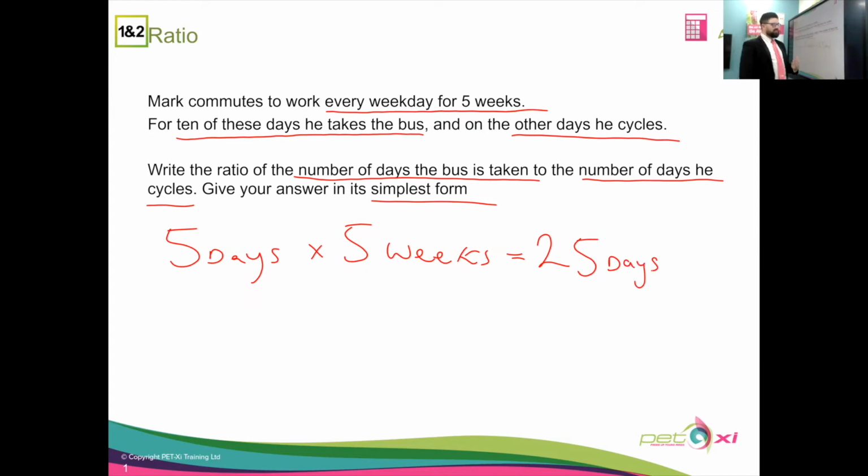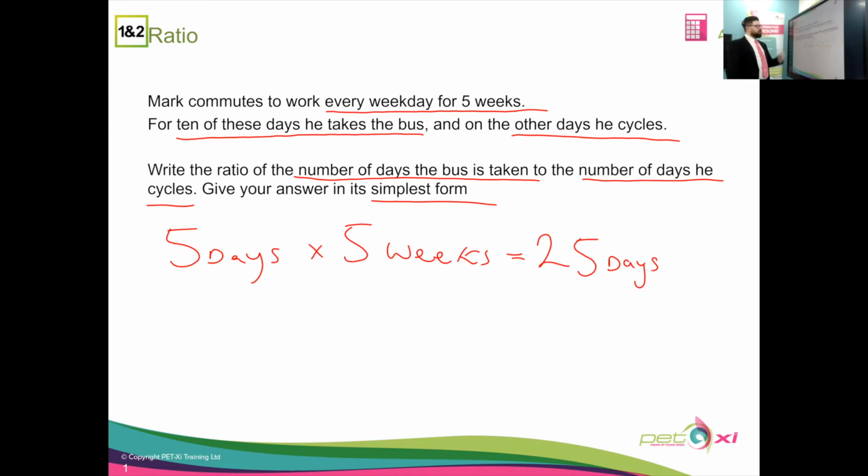Now, you will find that in these functional skills questions, although some of the sums are relatively easy to work out in your head, it's always a good idea to use a calculator just to check your answers to make sure that you're correct, because you are able to use one in functional skills questions. Okay, so we've worked out that 5 days times 5 weeks is our 25 days.